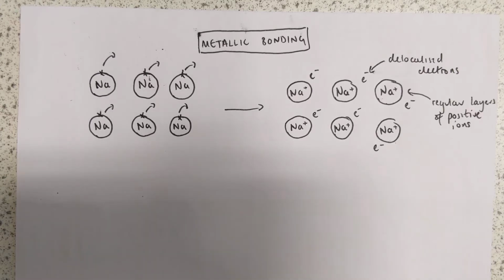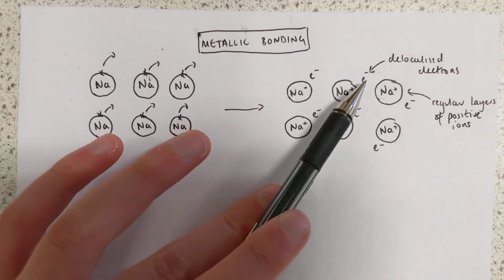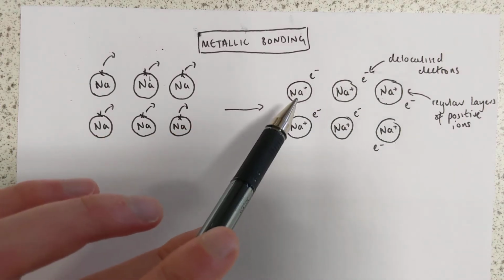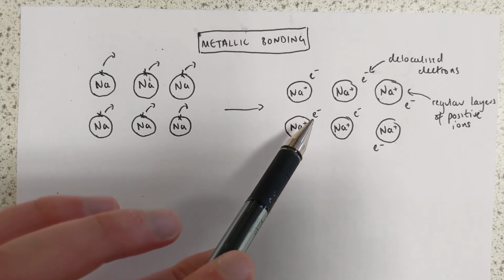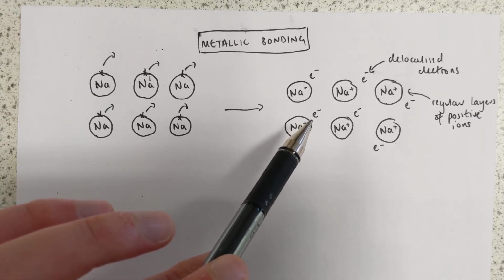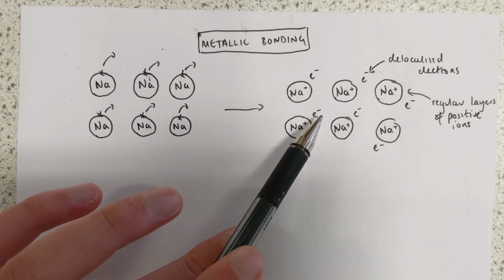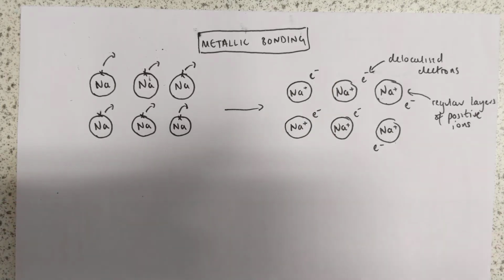The way we describe these sodium ions is that they're in a regular lattice or in regular layers. And in terms of how this bonding works, if you think about the two things, we've got a negative charge on all these electrons that are able to move about. We've got a positive charge on all these different ions. So what we get is kind of like ionic bonding. We get an electrostatic attraction between the negatively charged electrons and the positively charged sodiums.